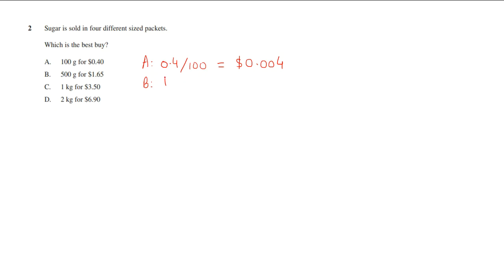We'll do the same for option B. In this case, it'll be 1.65 divided by 500, which gives us $0.0033033. You do the same for option C. There is a twist in option C. The units are not consistent. Here you have got grams, here you have got kilograms. So make sure you make this grams as well.